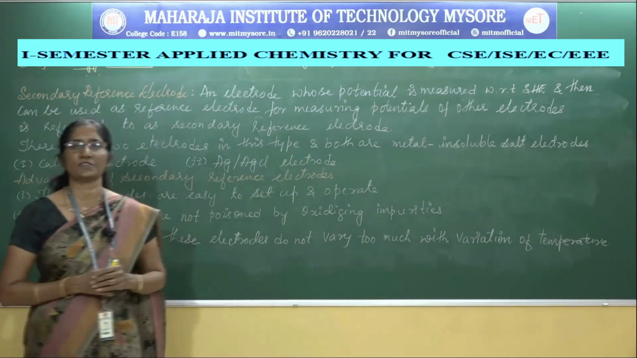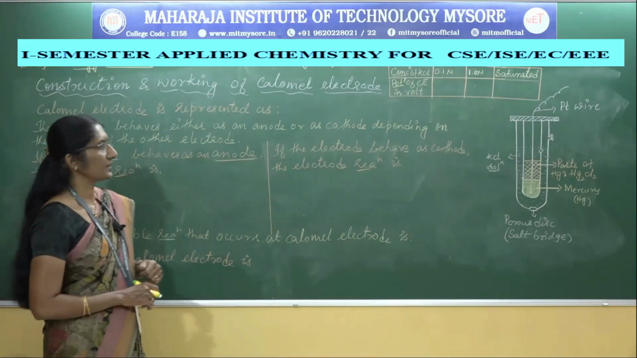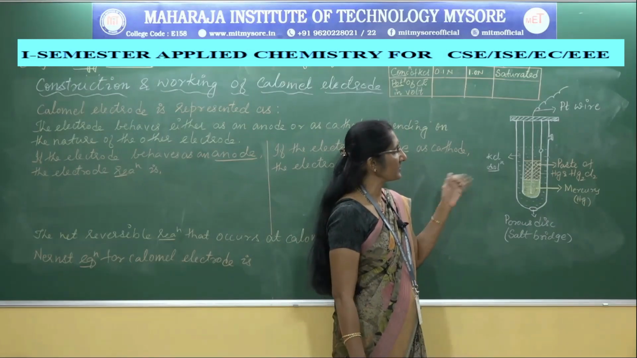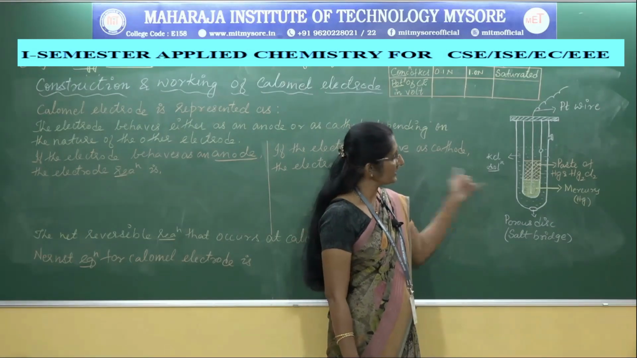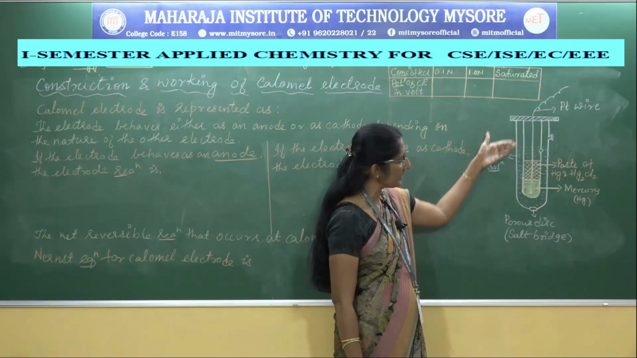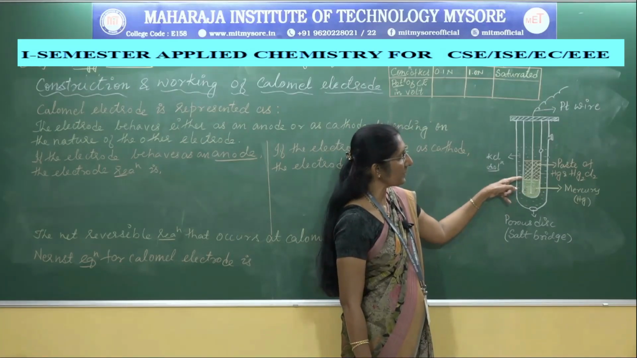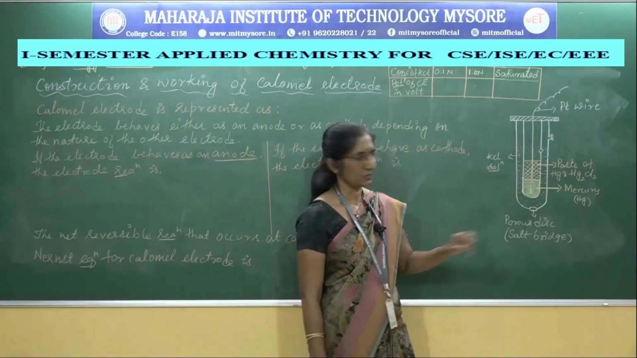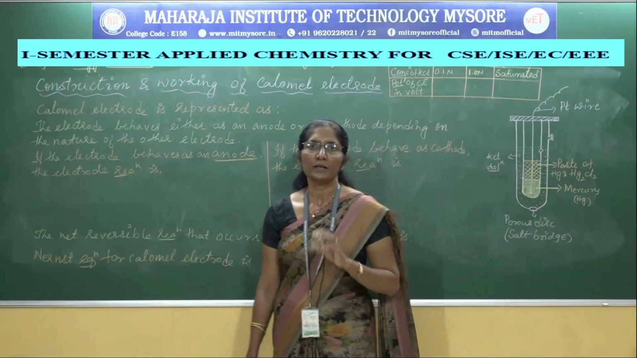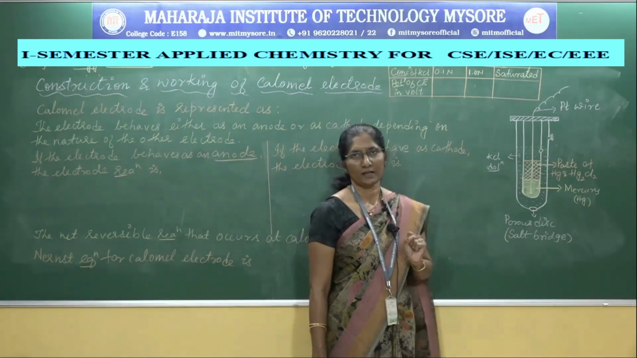Let us discuss the construction and working of the calomel electrode. Observe this diagram, which represents the calomel electrode. According to this diagram, the calomel electrode consists of a glass tube. Liquid mercury is placed at the bottom. It is covered by a paste of mercury and mercurous chloride. Hg2Cl2 is known as mercurous chloride. Commercially, it is known as calomel, so this electrode is known as the calomel electrode.